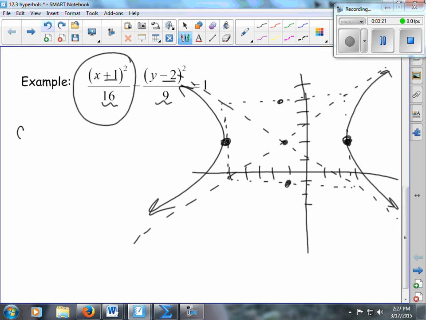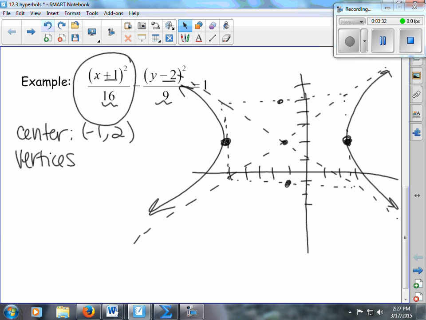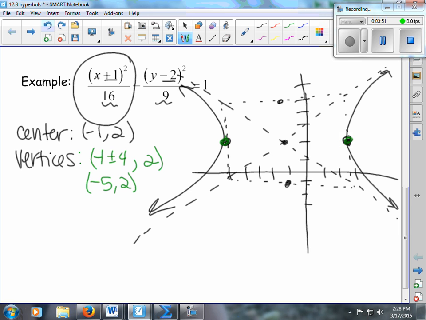Okay, so now we can answer a lot of questions. What is the center of this? Well, my center was -1, 2. I can answer what the vertices are. They're going to be the ones here at the ends of my hyperbolas. And so their y-coordinate is 2, but for their x-coordinate, I took the x-coordinate of the center, -1, and I went left and right 4. So -1 plus or minus 4. You can go ahead and write that as -5, 2 and 3, 2 if you'd like, but this one's okay as well.